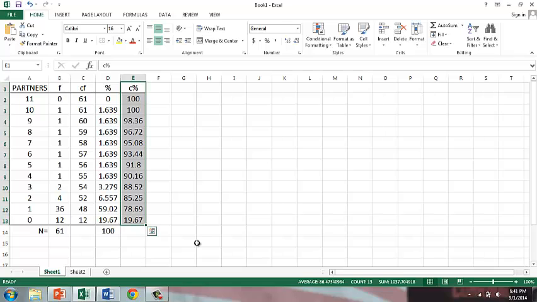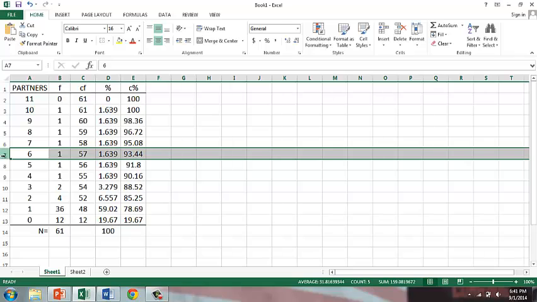So, for example, the cumulative percent for 6 sexual partners in the last 12 months is 93.44%. This is also the percentile rank. 93.44% of respondents indicated a score of 6 or fewer.